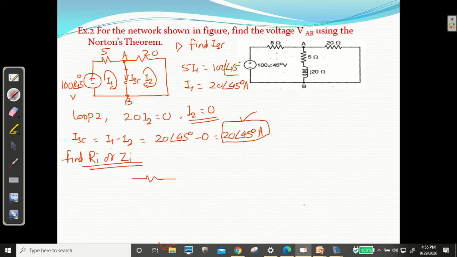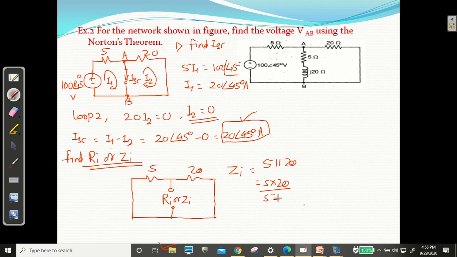So how will it come, 5, 20 between A and B. This is already short and the voltage source will be removed by shorting it. So this is RI or ZI. So you can say these two, 5 ohm and 20 ohm, are both in parallel. So ZI equals 5 parallel with 20. So 5 into 20 upon 5 plus 20 equals 4 ohm.